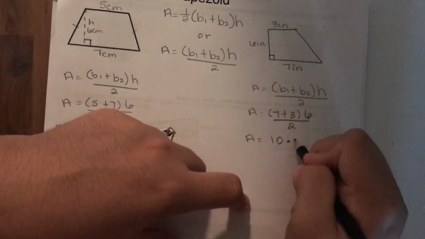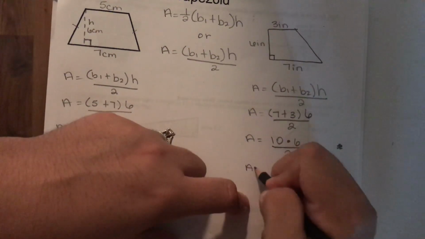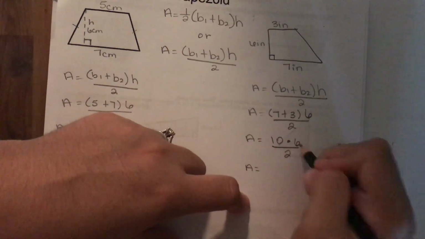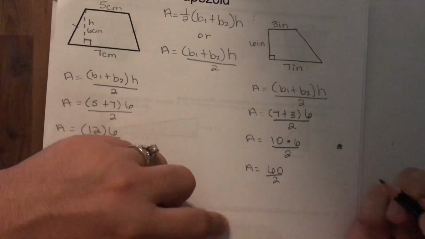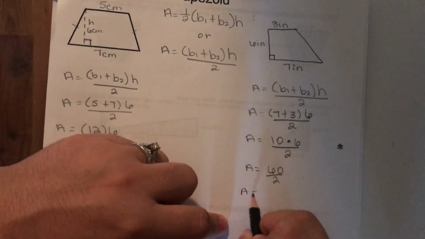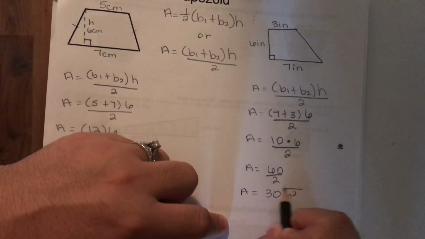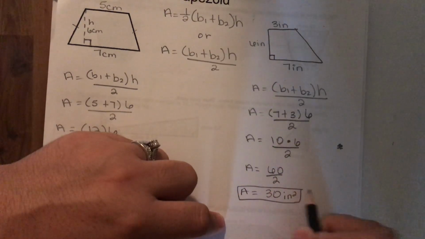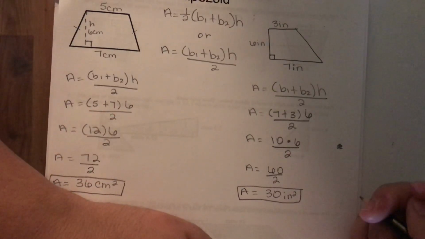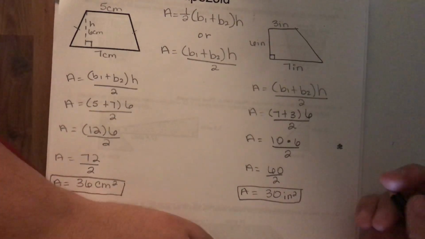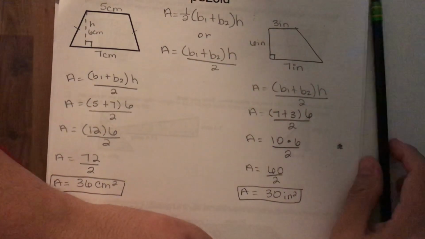I decided to use the dot, just so you know that it means the same thing. So we know that 10 times 6 is 60. And when you divide that by 2, you get 30. So my area would be 30 inches squared. And that is how you use the formula for the area of a trapezoid.